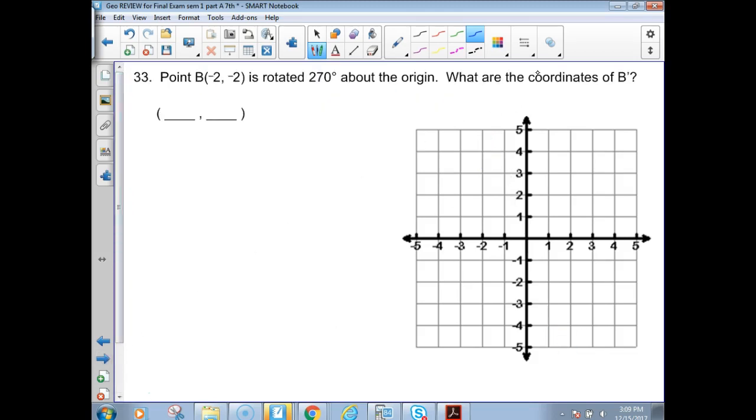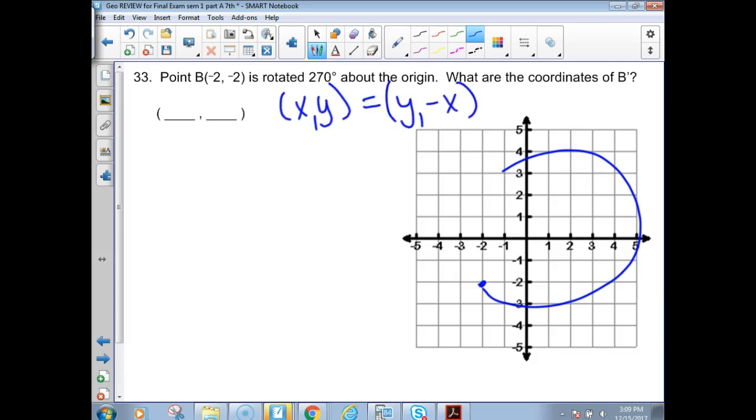Okay, number 33 says to take a 270. We're starting at (-2, -2), and we're going to go this way. The 270 rule on your paper says take the x value, change the sign, and switch it with the y. So if you take the x value and change the sign, it would be +2, and you switch it with the y, we'd be at (-2, 2). (-2, 2) right there. That's exactly where I was headed.